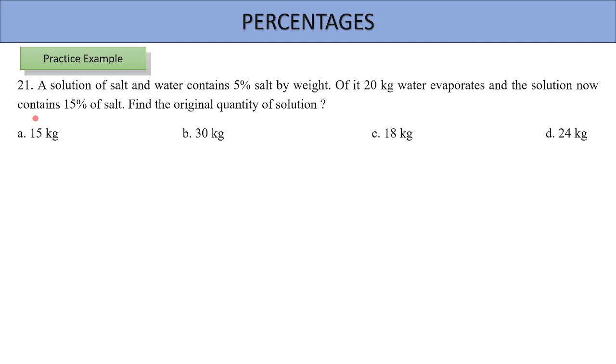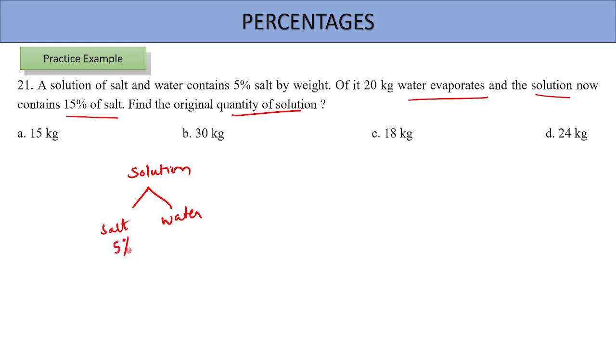21. A solution of salt and water contains 5% of salt by weight. Of it, 20 kg water got evaporated, and the new solution now contains 15% of the salt. Find the original quantity of the solution. This kind of sum we have also discussed in the previous video, where we considered the evaporation of the water and found out the original quantity of the solution.